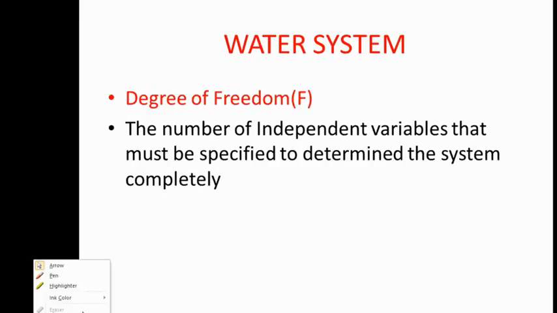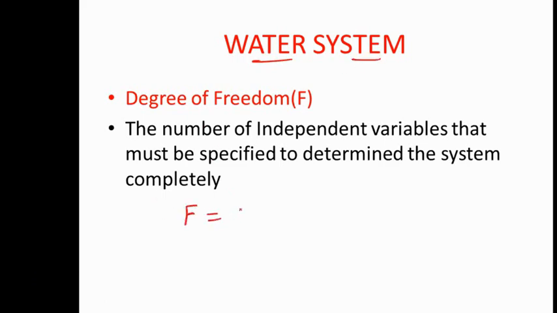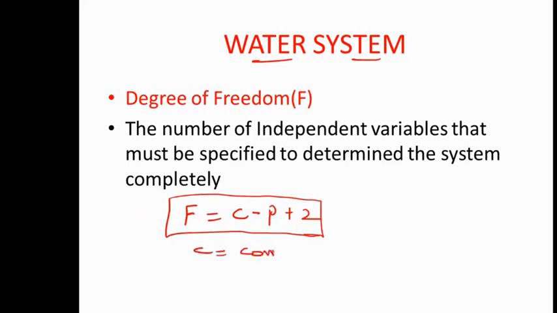So in the water system and phase equilibrium, we have discussed the degree of freedom. This degree of freedom is represented by F = C - P + 2, that you know, where C is the component of the system and P is the phase.